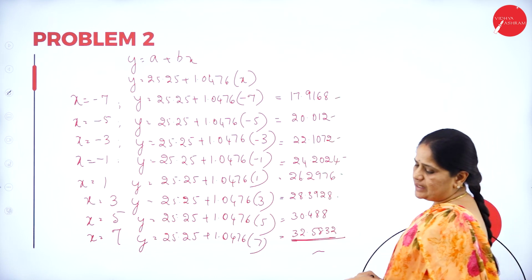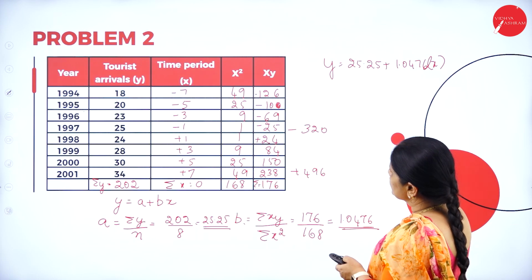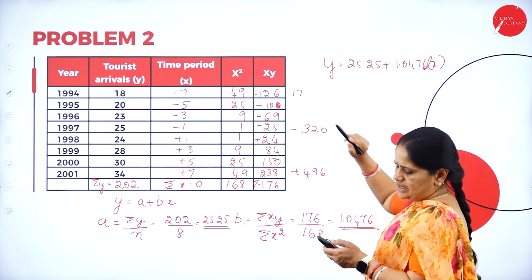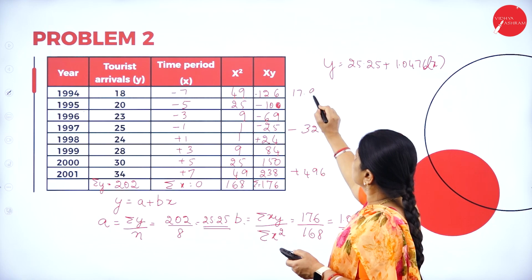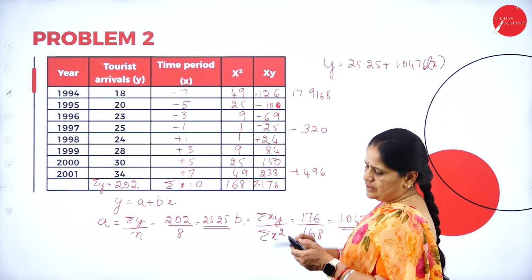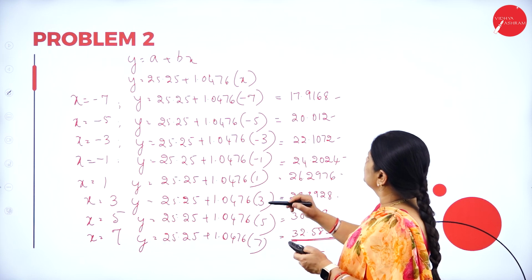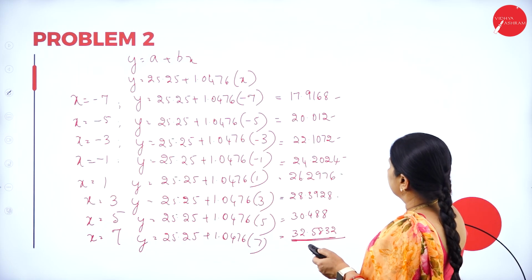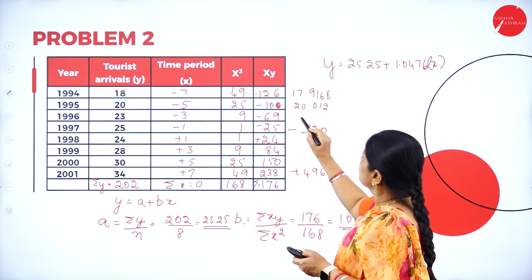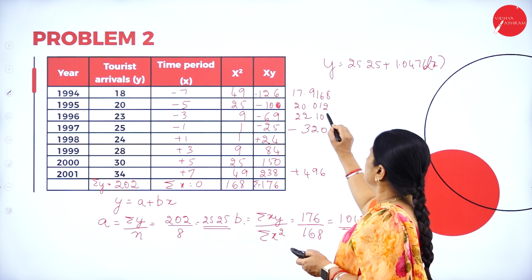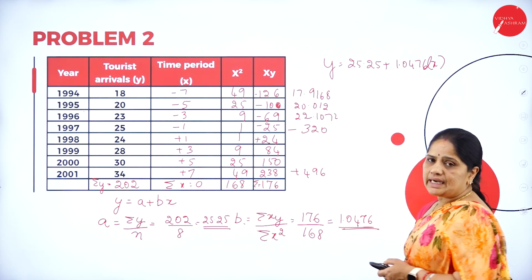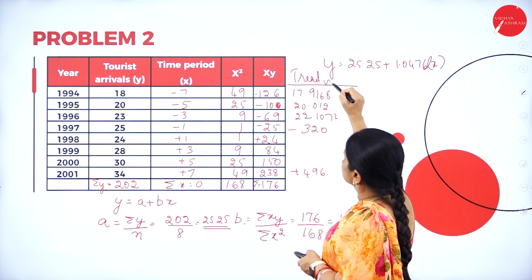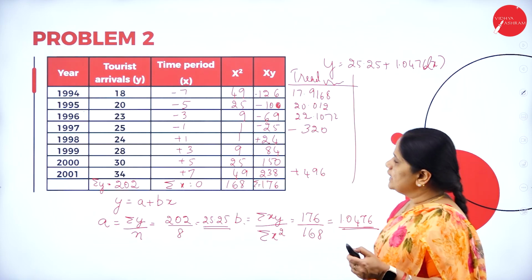So, 17.9168. So we have this xy. Now the trend values, if I write here, it will be 17.9168. So here also 20.012. Next, it will be 22.1072. So in this way, we will have to write down all the trend values. This column will be for trend values. So in this way, we have to work out the problem.